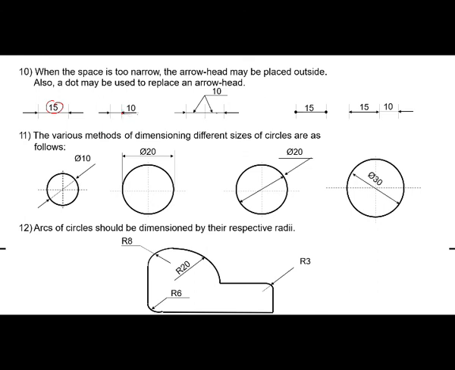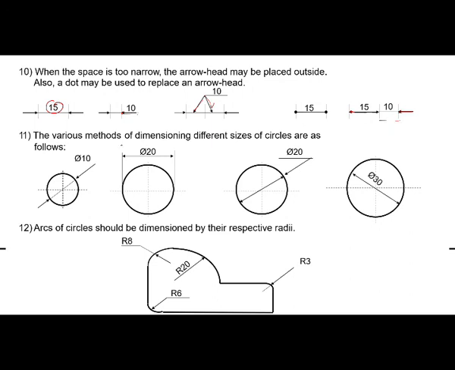If the arrow is narrow and we want to show this is the 10 and this is 10, we can show the dimension like this, or we can give the dimension like this also. Like it is wide, so it is clearly mentioned inside, 15. But if there are narrow lines, we can give the number just outside the arrow, and we just mention the number.